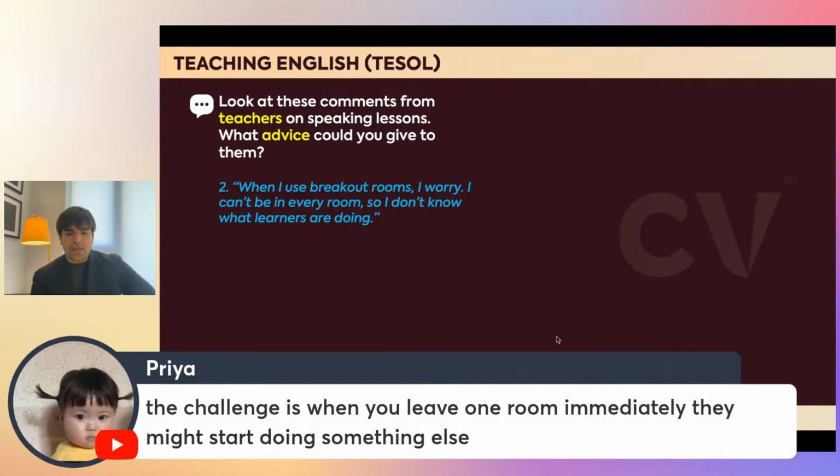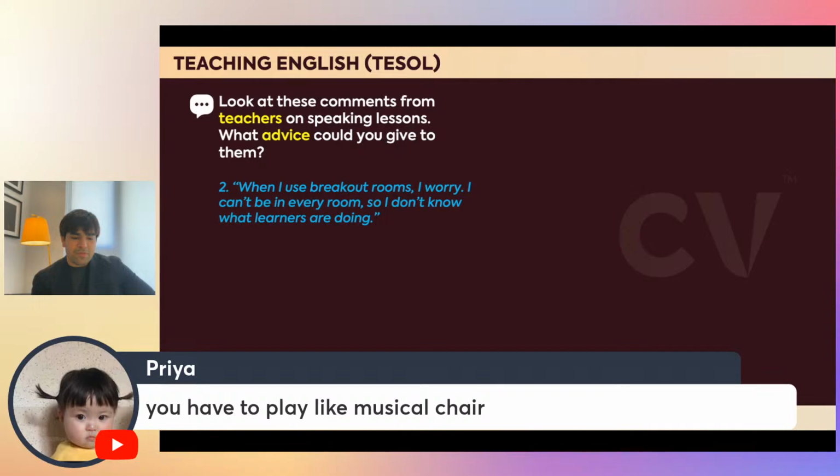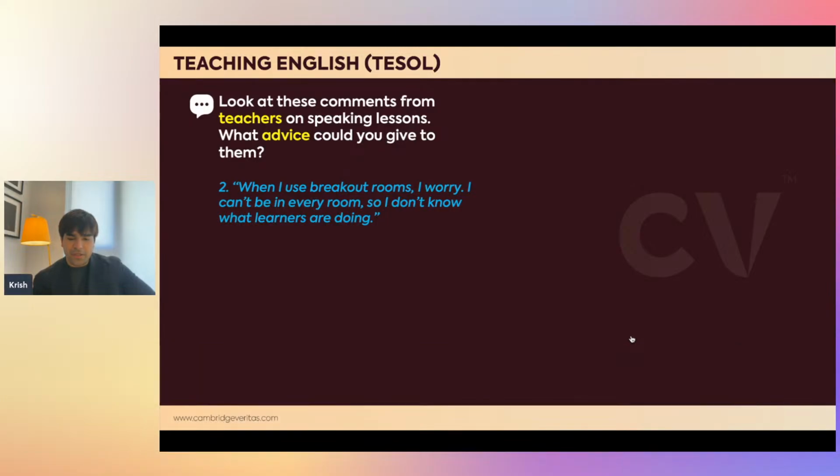Priya says the challenge is when you leave one room, immediately they might start doing something else. Okay. So you have to play like musical chair. Okay. Thank you. What about other people? Shivanshi, Hasmat, Agarthan, Hamza, Masroor. What do you guys feel? Nagashri.